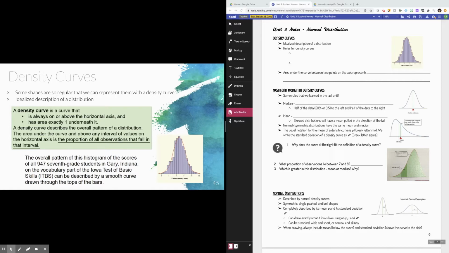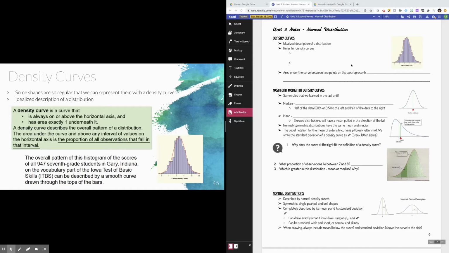Okay, so all of this starts with density curves. What you're used to doing at this point is creating histograms, stem plots, dot plots, things like that. That's the way that we have right now to represent data. But a lot of data tends to follow an idealized pattern, and we represent that idealized pattern with something called a density curve.